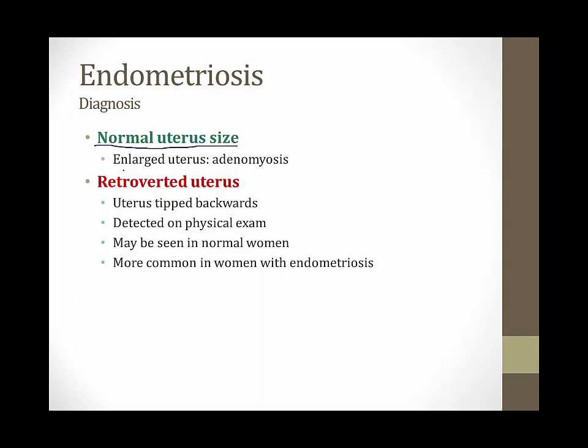If the uterus is diffusely enlarged, that suggests a related condition called adenomyosis, which I'll talk about later in this video. And then finally, some women with endometriosis have a retroverted uterus. This is where the uterus is tipped backwards. You can detect this on physical exam. This may be seen in normal women, but it's more common in women who have endometriosis. And in a board question describing a classic case, they may say that the uterus is retroverted.